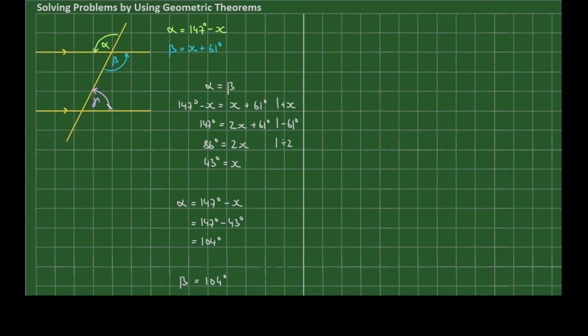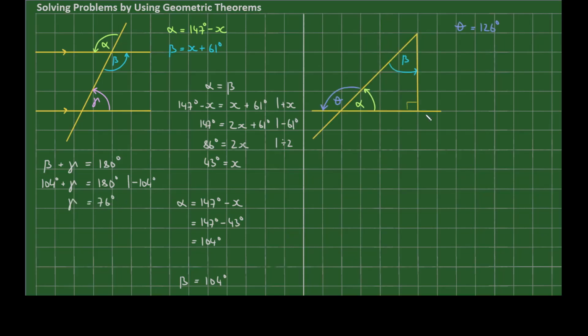What about the angle gamma? Angles beta and gamma are co-interior angles, and those angles add up to 180 degrees. I can substitute for beta and then transpose the 104 degrees, and that will give me gamma equals 76 degrees. Let's look at the next problem.